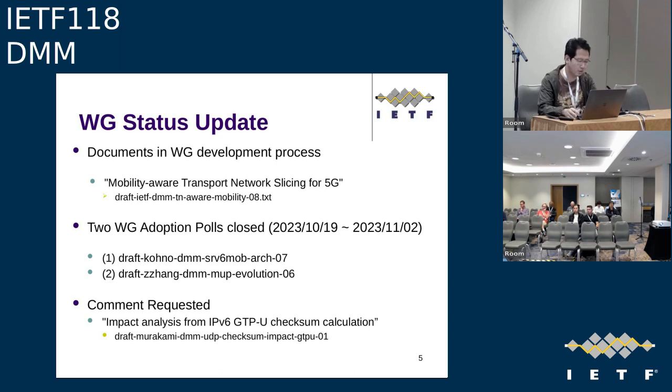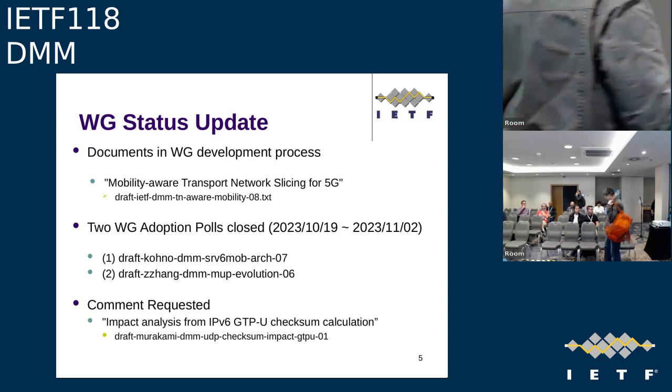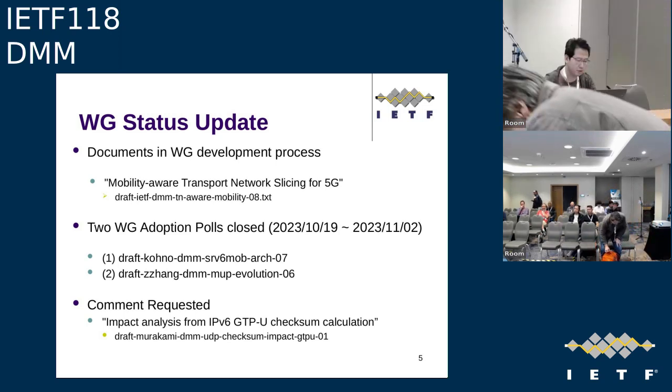Next, we have closed two working group adoption polls, from October 19th to November 2nd. The first poll is the draft on SRv6 mobile user plane architecture discussion, and the second one is the draft on MAP evolution. I'd like to summarize the results of the poll.